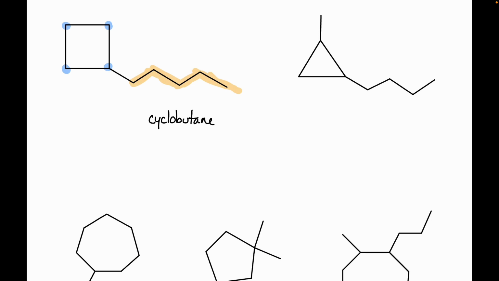So this is a 5 carbon substituent, so that would be a pentyl group. There's only one substituent on this ring, so I'm not going to bother labeling it as 1-pentyl. It's just going to be pentylcyclobutane.